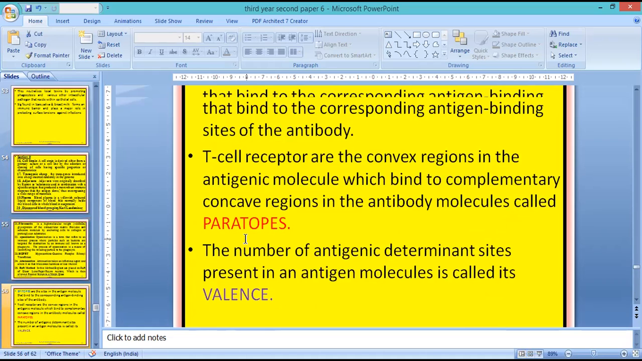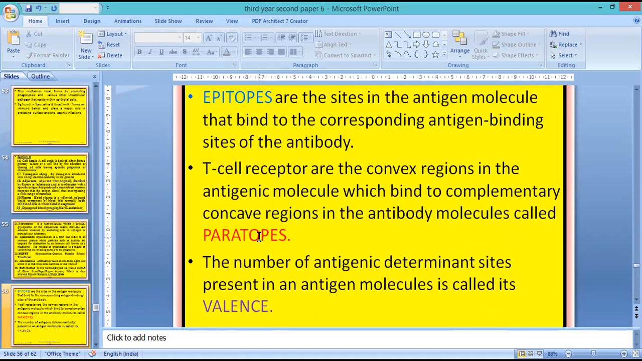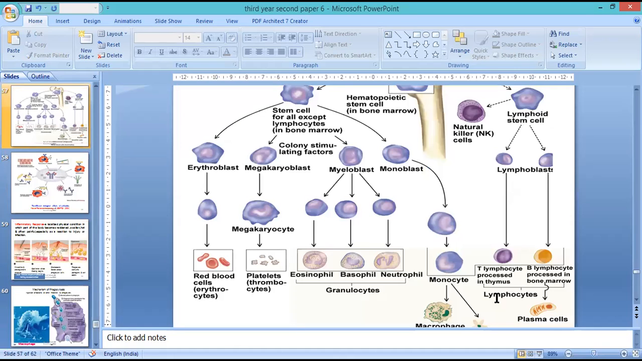Okay, further I have given here additional information like epitopes. Epitopes are the sites in the antigen molecule that bind to the corresponding antigen binding sites of the antibody. Okay, these are the convex regions in the antigenic molecule which bind to complementary concave regions in the antibody molecules called paratopes. Okay, valence, that is the number of antigenic determinant sites present in the antigen molecule, is called its valence. So this is about the epitope, paratopes, and valence.